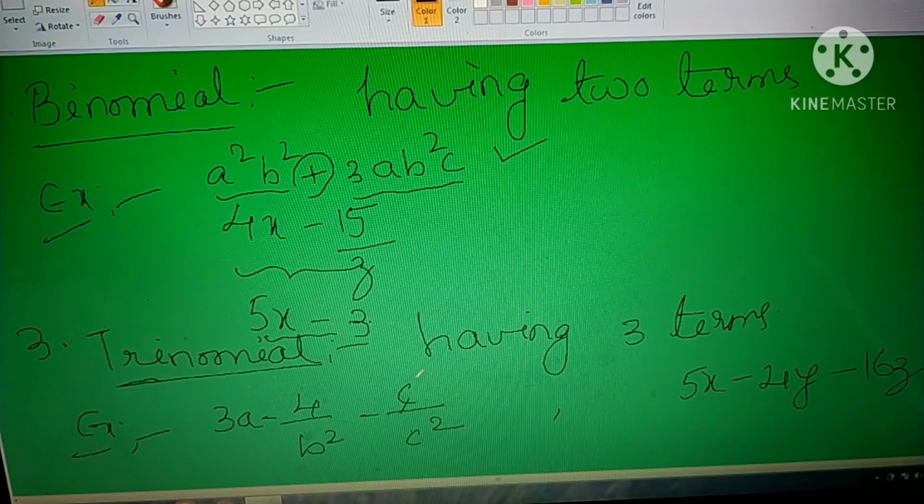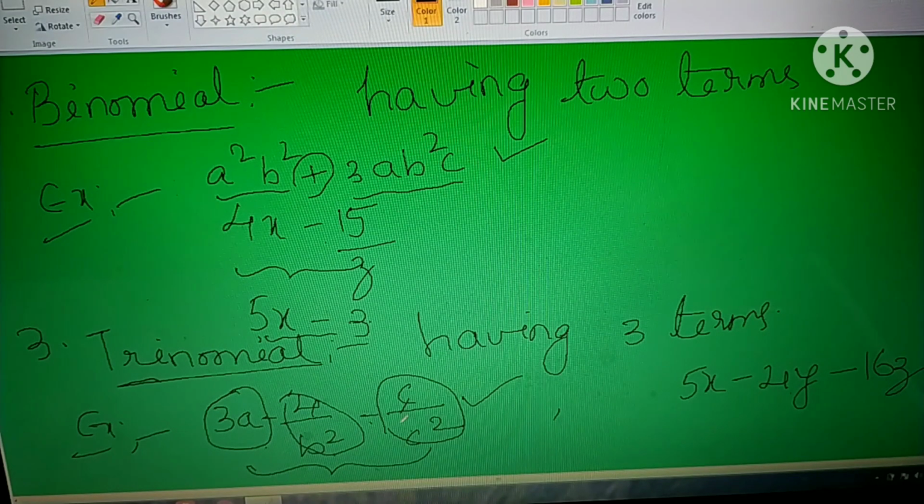Now see, having three terms. Here we have three terms, 3a minus 4 by b square minus 4 by c square. So this is one term, this is one term, and this is one term. And these three terms are separated by a minus symbol here. So this is called trinomial, having three terms. Na?